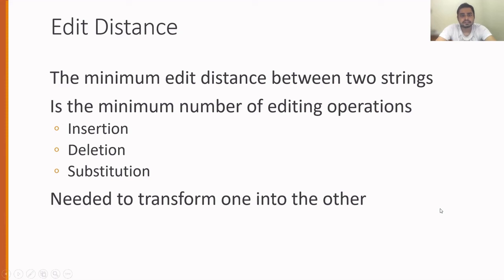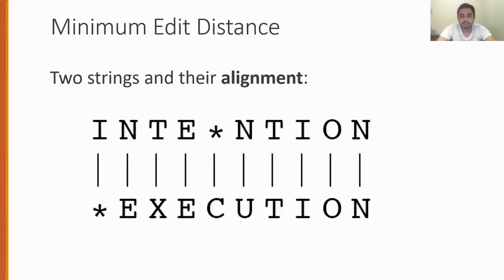The minimum edit distance between two strings is the minimum number of editing operations, insertion, deletion, or substitution, needed to transform one string into the other. Two strings and their alignment. For example, in this image, intention and execution are aligned. As you can see, the first letter is not present in the second string, and the fifth letter C is not present in the first string. So it is here where the edit distance comes into action.